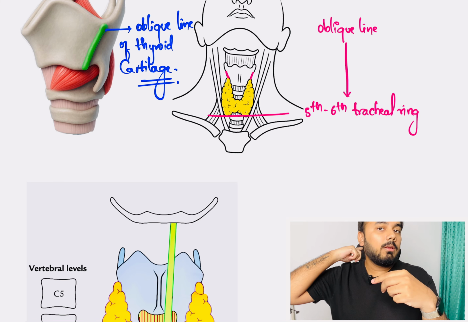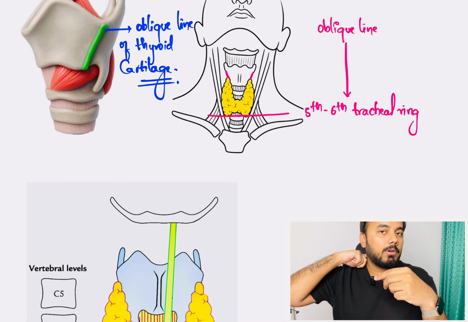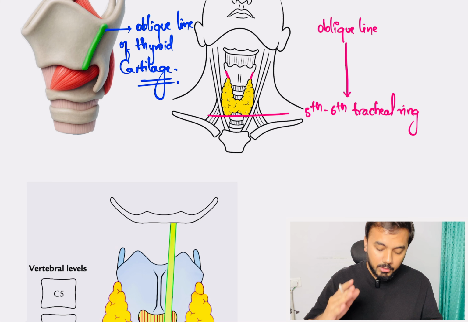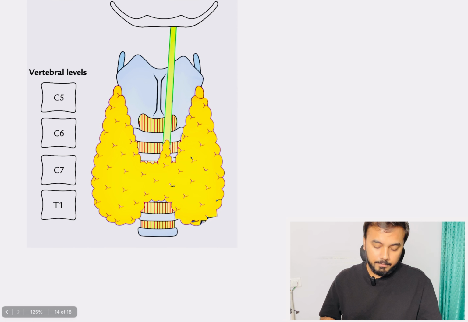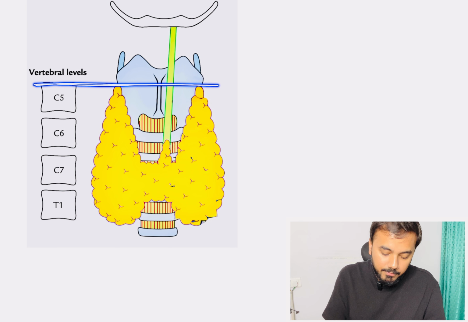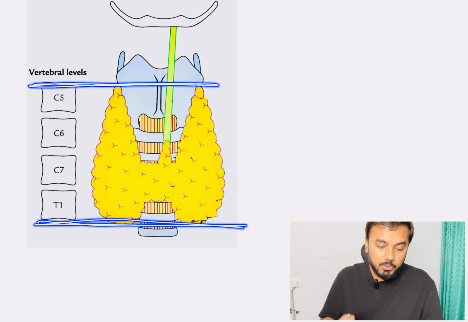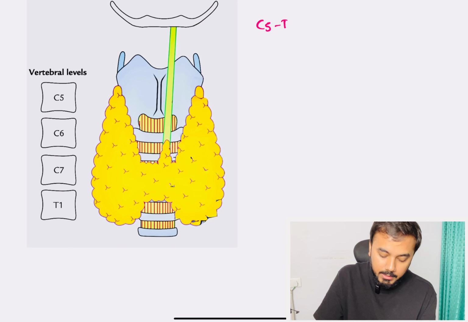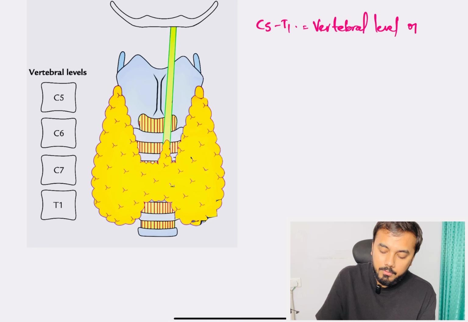Vertebra. So in relation with the vertebra, at which vertebral level is this thyroid gland present? If you look at the vertebral levels over here, the thyroid gland starts at the level of C5 and goes all the way till T1. So when it comes to the vertebral level, it starts from C5 till T1. This is the vertebral level of your thyroid gland.